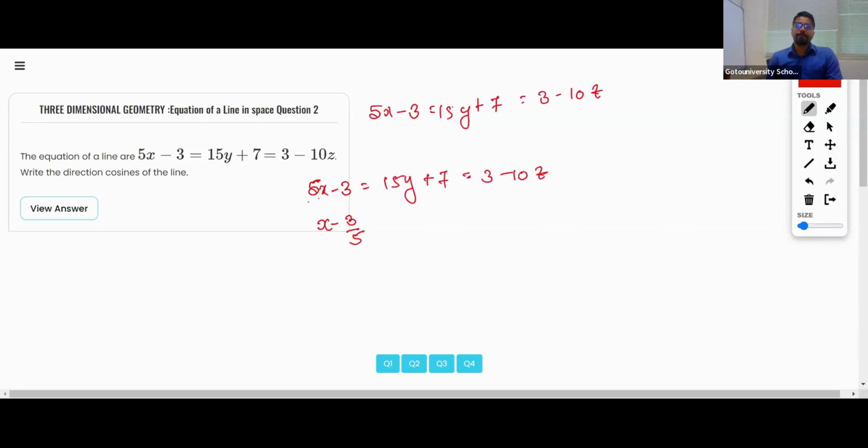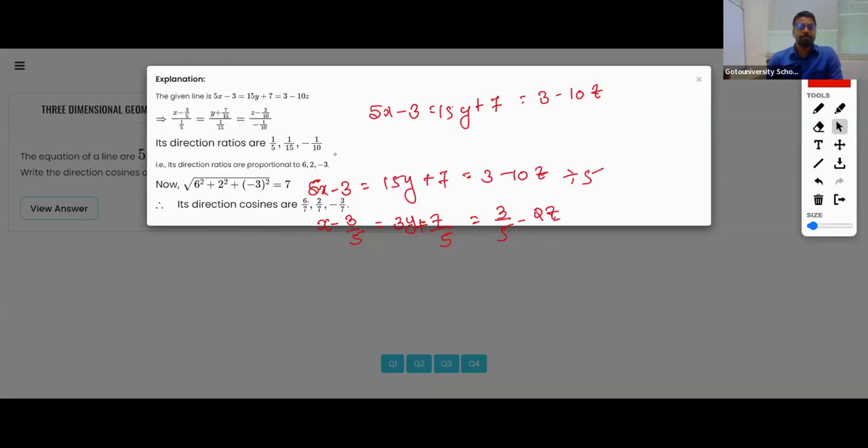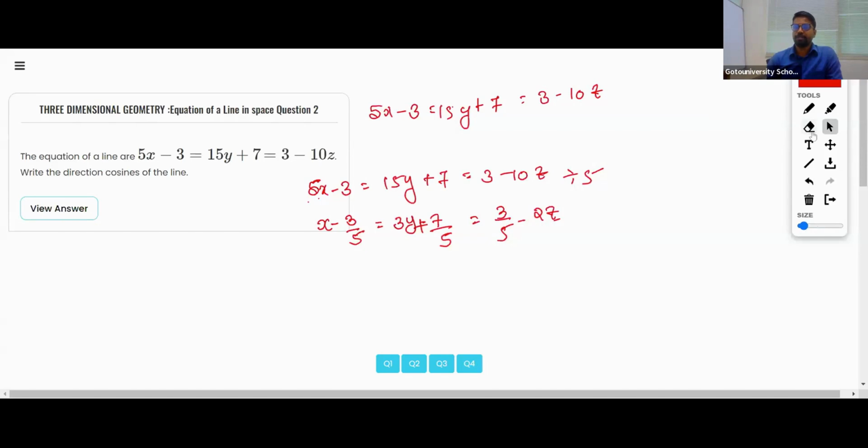Okay, so this will become, if you divide the entire equation by 5, what do we get? x minus 3 by 5, which is 3y plus 7 by 5, which is equal to 3 by 5 minus 2z. Okay, so what we can do is we can take the values common. So let's see what they have done in this question. They have taken the coordinates of x as it is by dividing the numerator and denominator by the same value. So to make it simple, let's do the same thing.